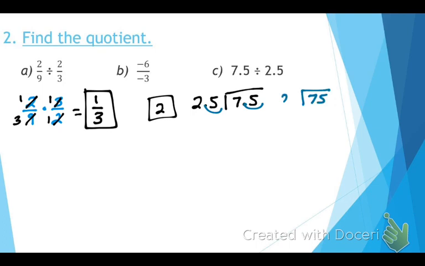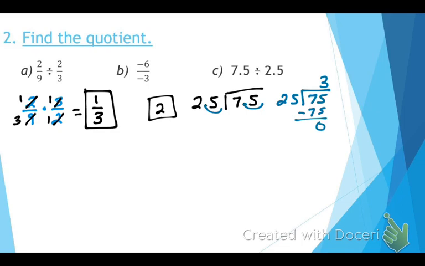75 divided by 25. How many times can 25 go into 75? 3. 3 times. Remember, think of 25 just like a quarter. You're counting quarters, 25, 50, 75, okay? 3 times 25 is 75.